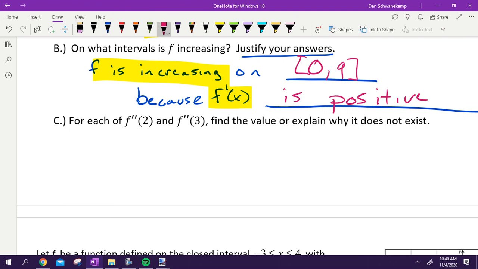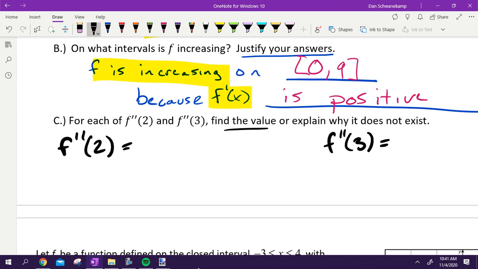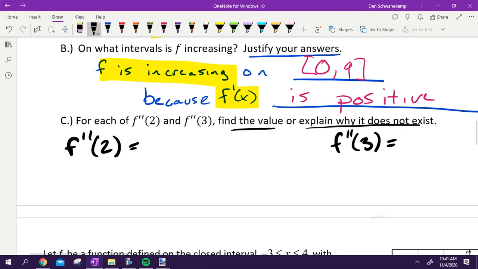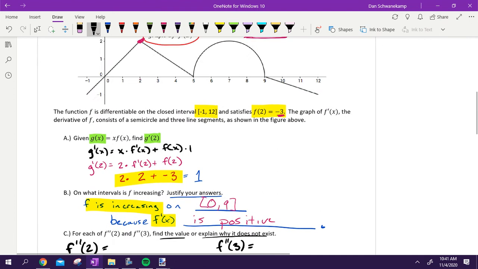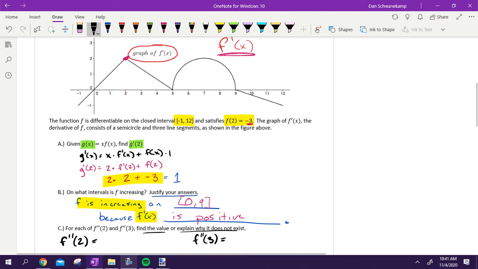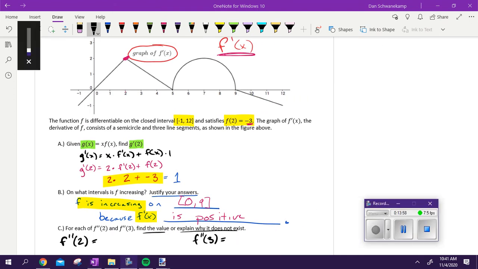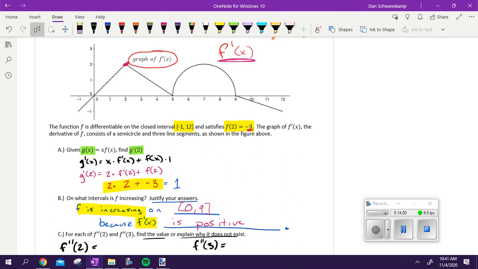For each of the following, we're going to find F double prime of 2 equals blank, and we're also going to find F double prime at 3 equals blank. We're going to either find the value or explain why it does not exist. Look at that graph, think about what that means, and get an answer with your neighbor. Go. Here we go. Show me with your fingers.